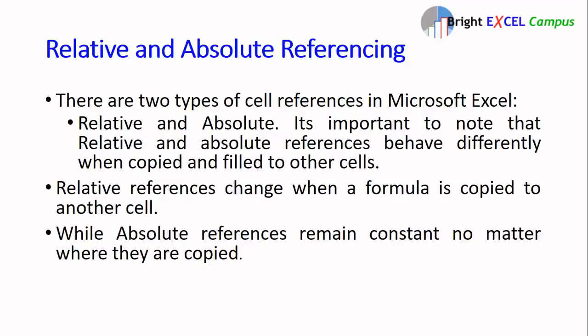There are two types of cell references in Microsoft Excel. There's relative and absolute. It's important to note that relative and absolute references behave differently when formulas are copied and filled to other cells. Relative references change when a formula is copied to another cell, while absolute references always remain constant no matter where they are copied. Let's dive into an exercise and see how relative and absolute references work.